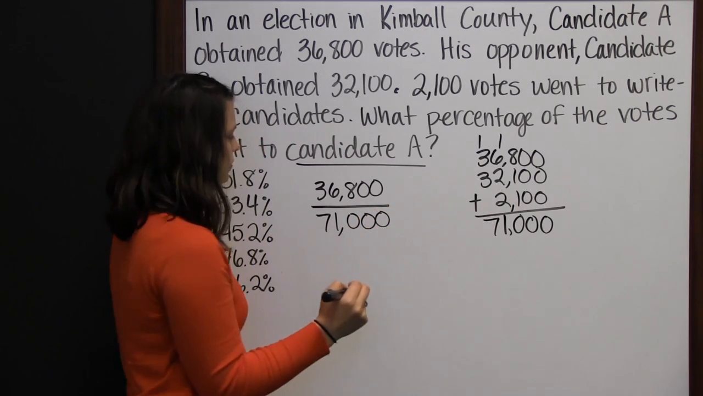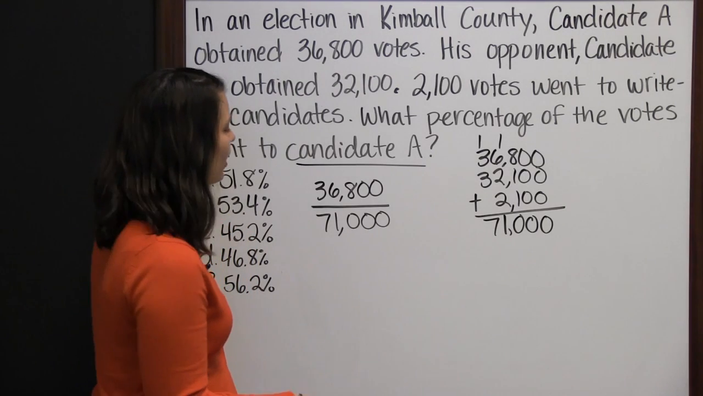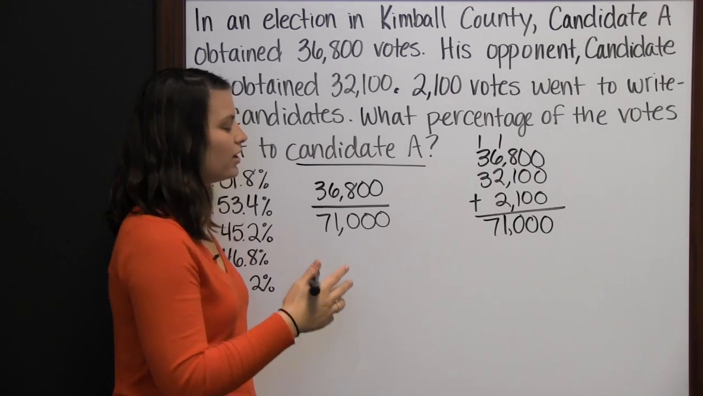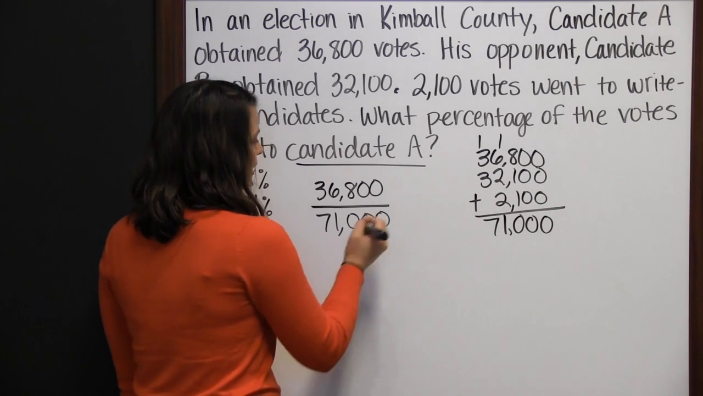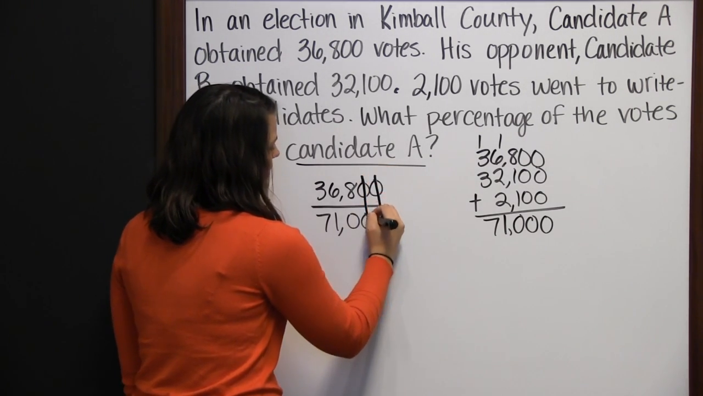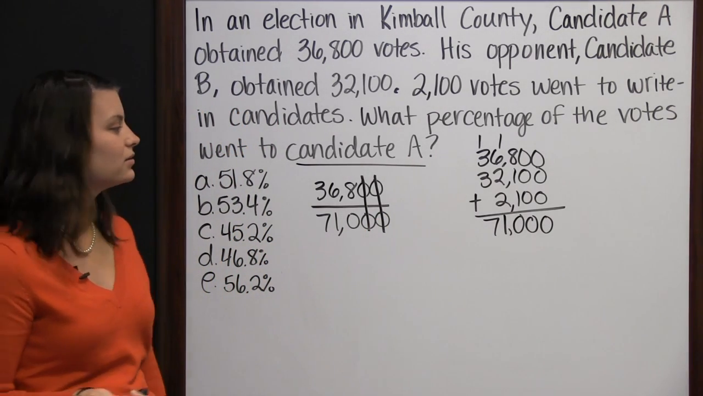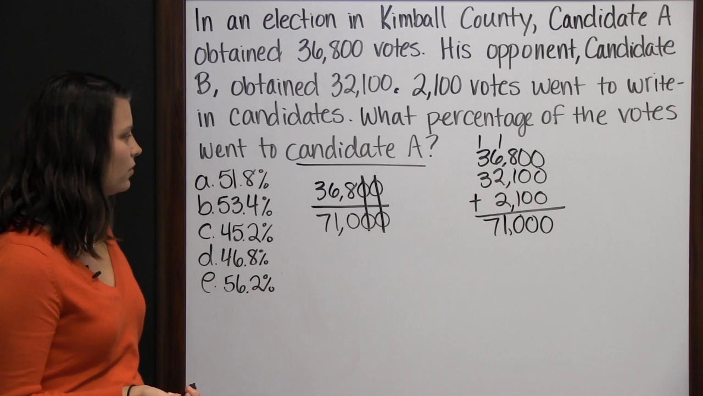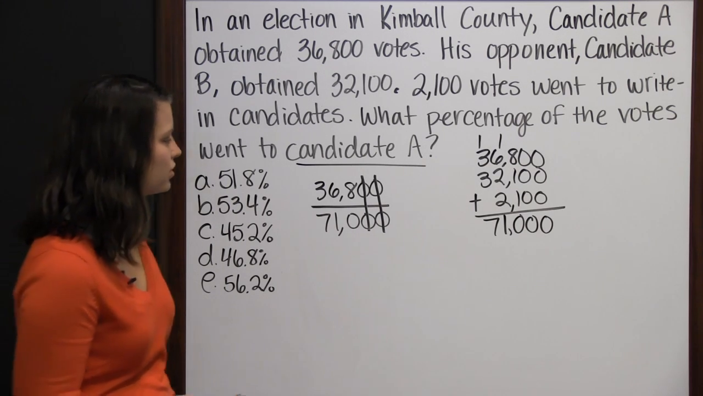71,000 votes. Now to find our percent, we need to divide. That'll give us our decimal, which will then change into a percent. But before I divide, I'm going to first simplify this fraction by canceling two zeros. And now my division will be a lot easier. So we need to divide 368 by 710.